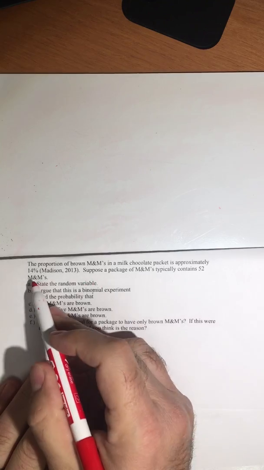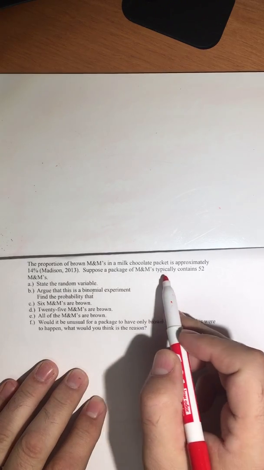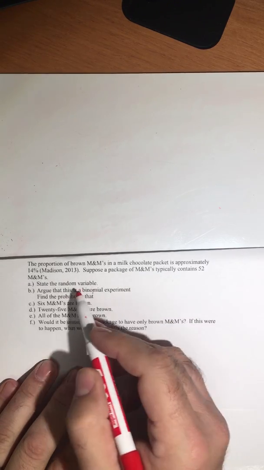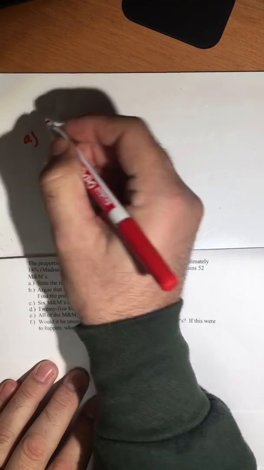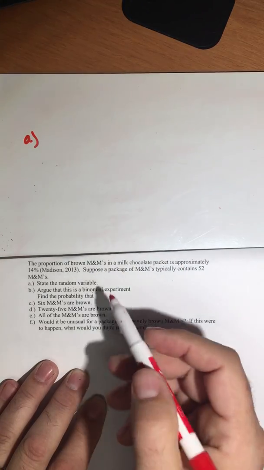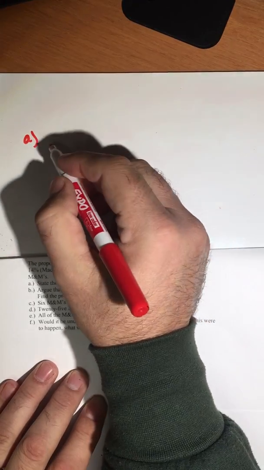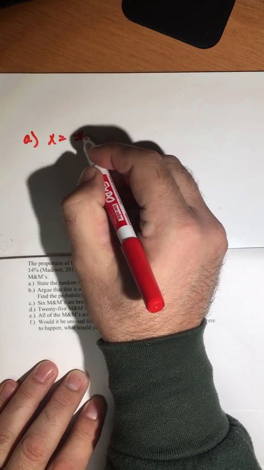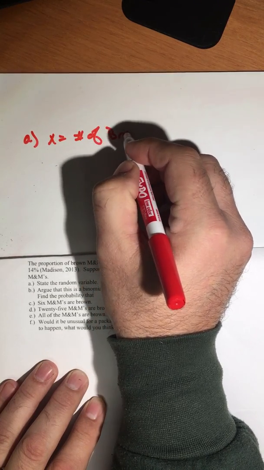All right, number 3. The proportion of brown M&Ms in a milk chocolate packet is approximately 14%. Suppose a package contains 52 M&Ms. State the random variable. All right, again, this is a little bit ambiguous. Let's assume we're talking about how many brown M&Ms there are. So we'll say x equals the number of brown M&Ms.